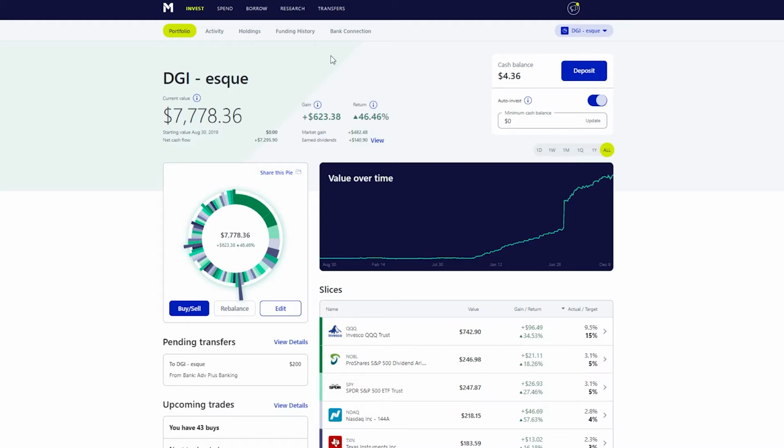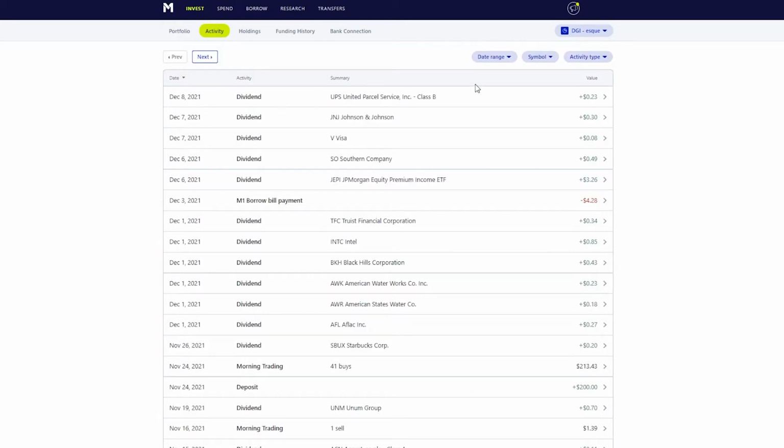So this is what you see on the portfolio screen when you enter into M1 Finance. If you press activity, you can definitely see the more granular activity of what's been going on. You know, M1 borrow bill payment, we'll get into borrow soon. You have the actual dividends coming in, and you have morning trading of what was actually bought.